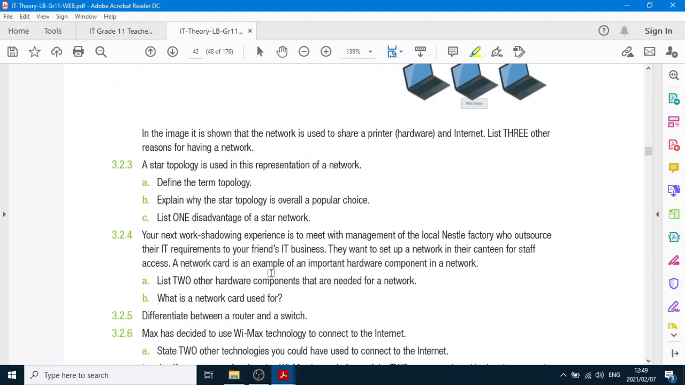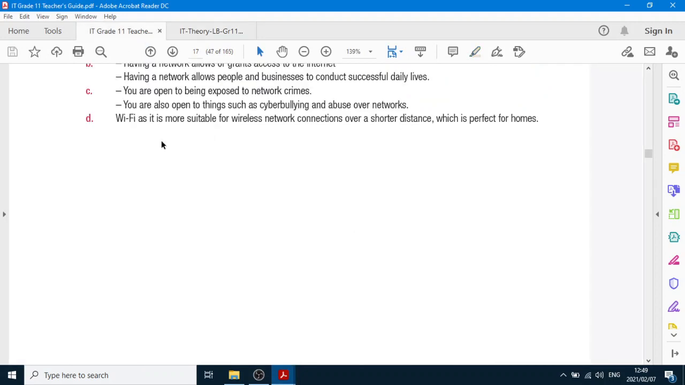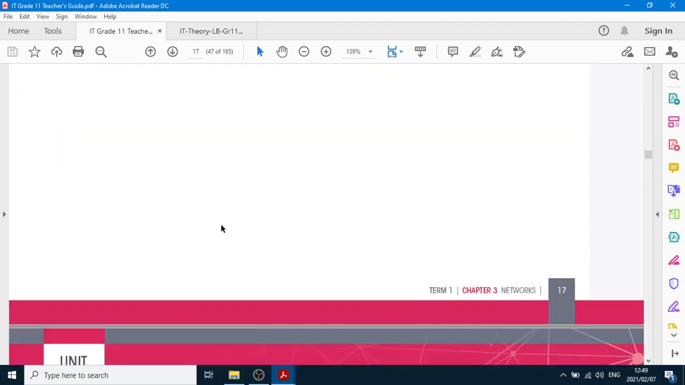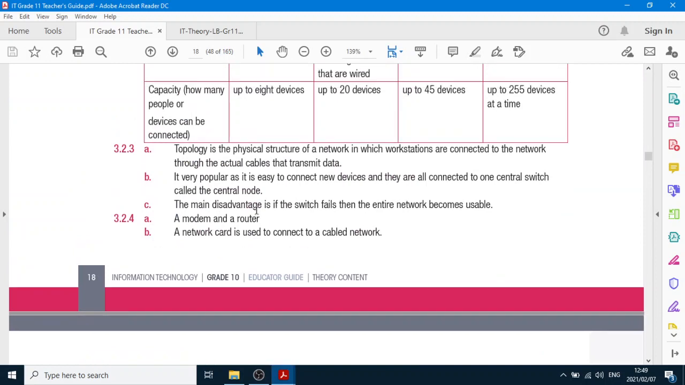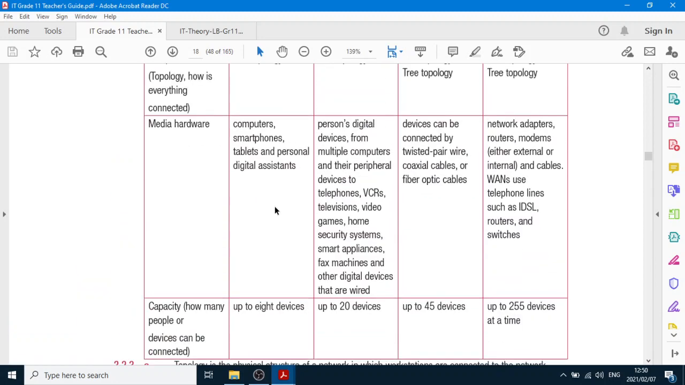Right, so why is the star topology a popular choice? Let's go and look at that answer. I'm just going through some of the activities, okay? We're not going through all of them. It's easy to connect, and they're all connected to one central switch. Easy to connect new devices. We did actually go through that. And the topology is a physical structure of a network in which workstations are connected through cables that transmit data. So it's a physical structure.